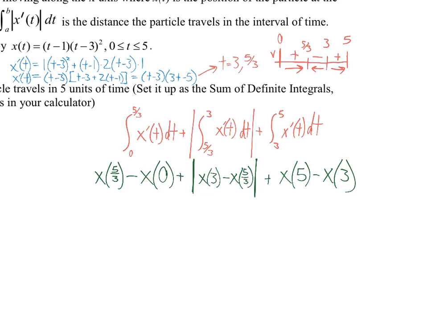Okay, if I plug in a 0, I get negative 1 times 9, so that's a negative 9. If I plug in a 3, I get 0, so that's kind of nice. Saving the worst for last. I already figured out 3 was 0. So now I plug in a 5. 4 times 2 squared, 4 times 4, that's going to be a 16. So now I just need the x of 5/3.